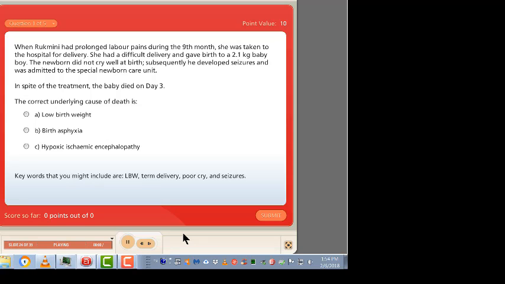The correct underlying cause of death is A. Low birth weight, B. Birth asphyxia, C. Hypoxic ischemic encephalopathy. Keywords that you might include are LBW, term delivery, poor cry, and seizures.